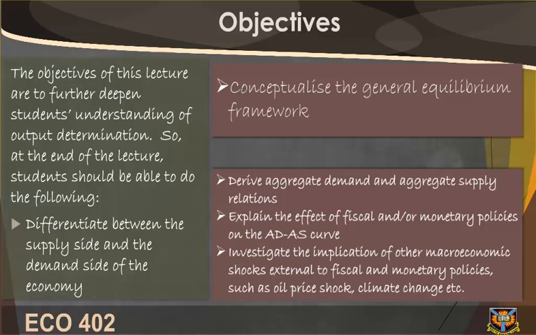Objectives. The objectives of this lecture are to further deepen student understanding of output determination. So, at the end of this lecture, students should be able to do the following: differentiate between the supply side and the demand side of the economy, conceptualize the general equilibrium framework, derive aggregate demand and aggregate supply relations, explain the effect of fiscal and monetary policies on the AD and AS curves, and investigate the implication of other macroeconomic shocks external to fiscal and monetary policies, such as oil price shock, climate change, etc.